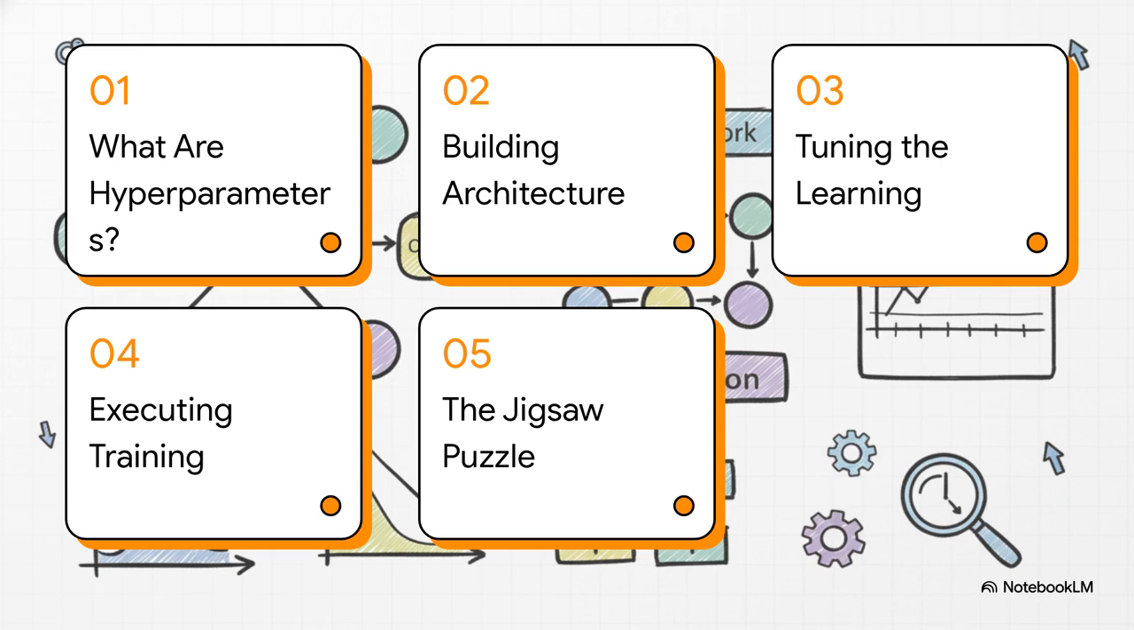So, here's our roadmap. We'll start with what these things even are. Then, we'll get our hands dirty designing the network's blueprint, we'll set up its learning engine, and finally, we'll actually run the training process. By the end, you'll see exactly how all these pieces click together.